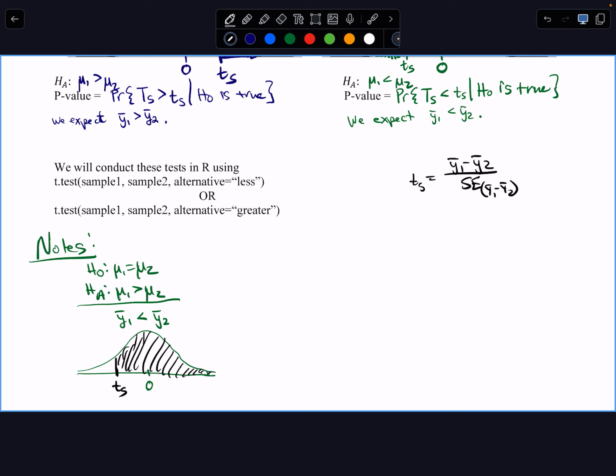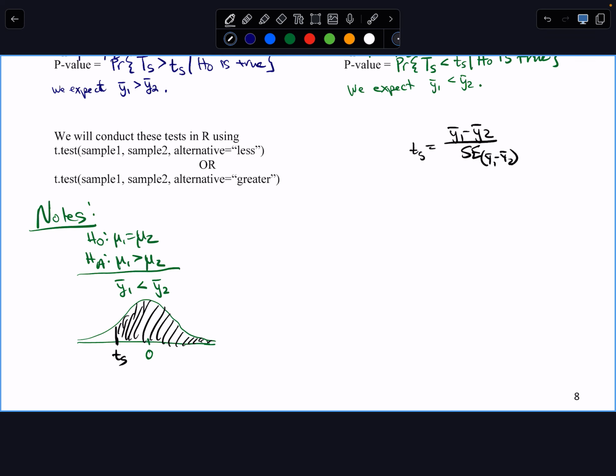Now, I don't know what value this p-value is, but I know that this shaded area is more than half of the total area, because it's on the left of 0. 0 is the line of symmetry. So this shaded area is more than 50% of the total area under the curve. And that's what your p-value is going to be. So I don't know the value of my p-value, but I know it is going to be greater than 0.5.